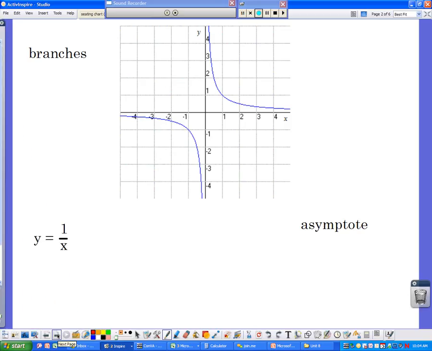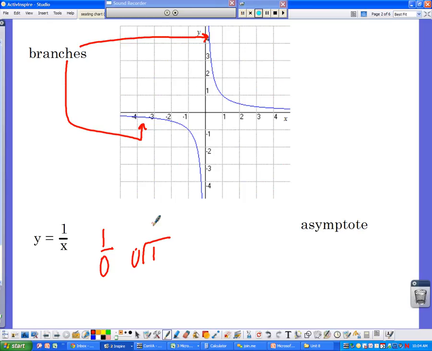So let's take a look at what a rational function would look like. This is the graph of y equals 1 over x. Now, these little blue things right here are called branches. Those are actually the graph. Remember when we said that the bottom cannot be 0? If x equals 0, I'm going to get 1 over 0, and it's the same thing we just did. There isn't anything that you can take 0 times and get 1.